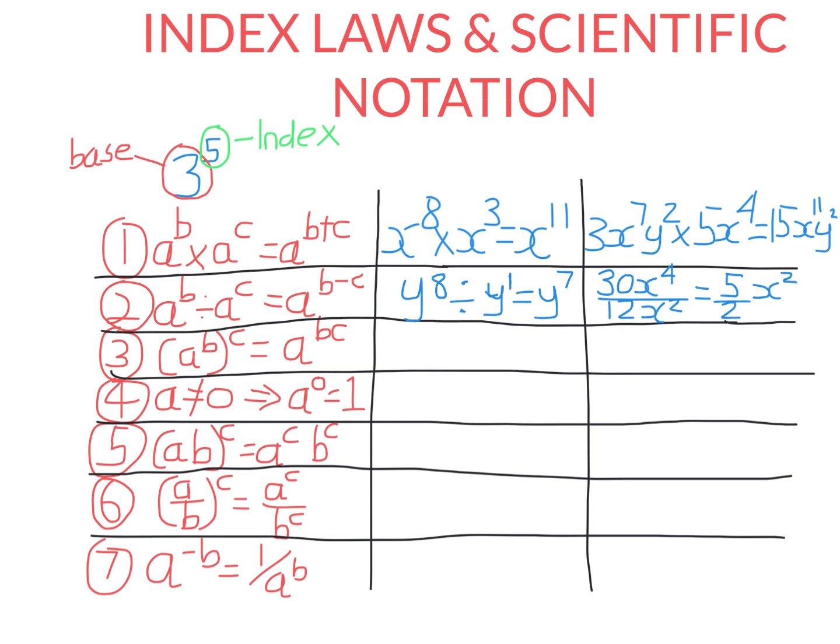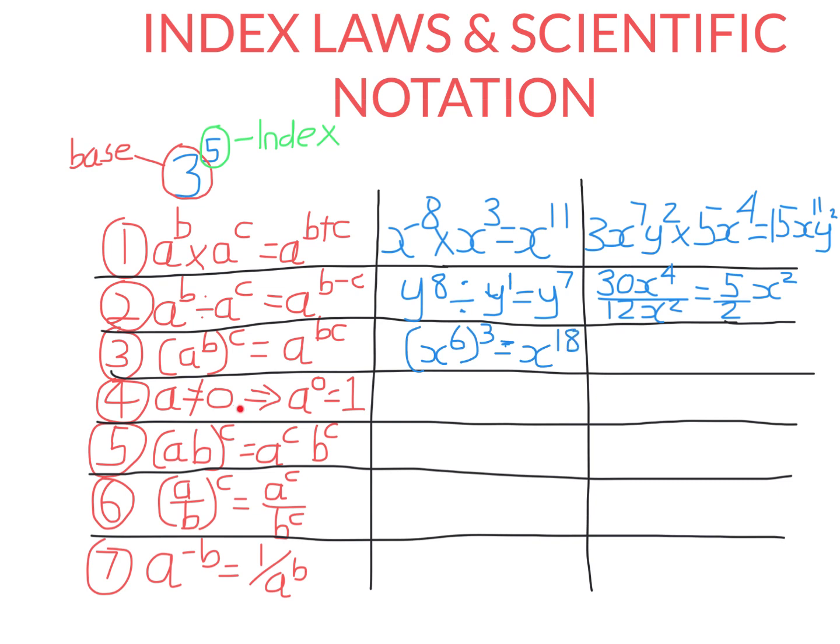All right, the third index law says when you have a power to another power, keep the same base and multiply the powers. So if you have something like x to the power of 6 to the power of 3, you keep the same base and multiply together the two powers. So x is the base, 6 times 3 is 18.